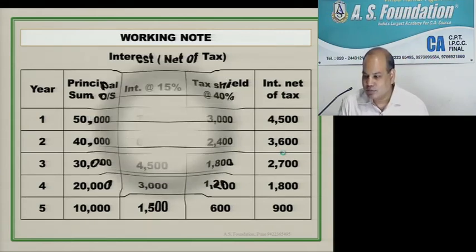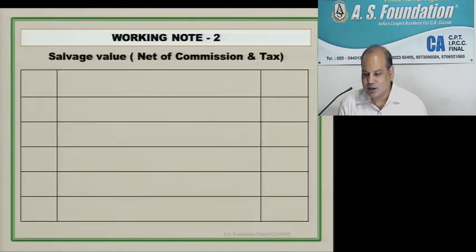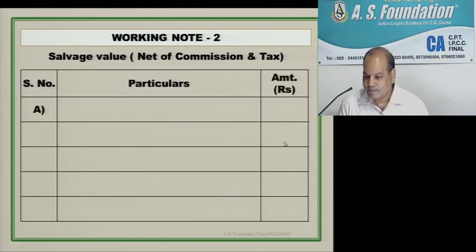Working note 2. Salvage value net of commission and tax. On the right hand side, rupees. First point A, write down sale value. What is the sale value of the computer? 1,700. Keep paragraph E in front of you.